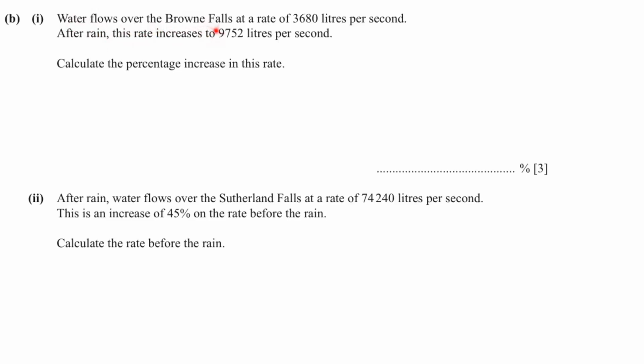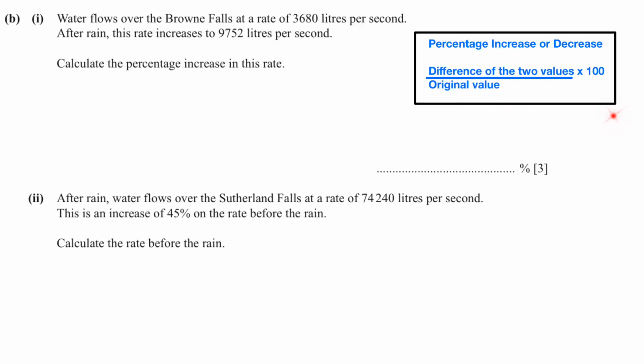B1. Water flows over the Brown Falls at a rate of 3,680 liters per second. After rain, this rate increases to 9,752 liters per second. Calculate the percentage increase in this rate. To find the percentage increase or decrease, there's a formula which we will apply now. This is the formula we use for percentage increase or decrease. The big number minus the small number divided by the original or the starting value times 100. Therefore, 9,752 minus 3,680. The starting value was 3,680, so that's what we divide by, times by 100. This will give us 165. So the answer is it increased by 165%.